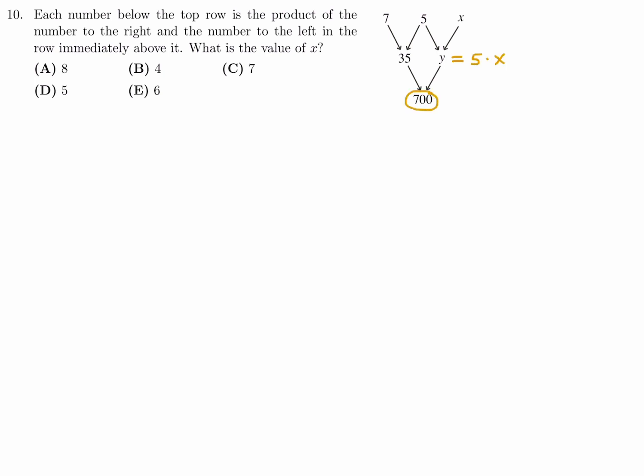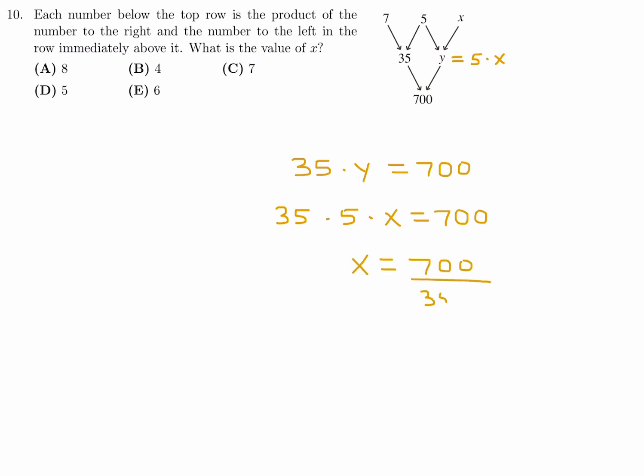And then to get the 700, you have to multiply the 35 by y. But 35 times y is the equivalent of 35 times 5 times x. So that means 35 times y is 700, but we just figured out that y is equivalent to 5 times x. So this is what we have to figure out. x therefore is 700 divided by 35 times 5, and if you do that math, you get x equal to 4. So number 10, the answer is B.